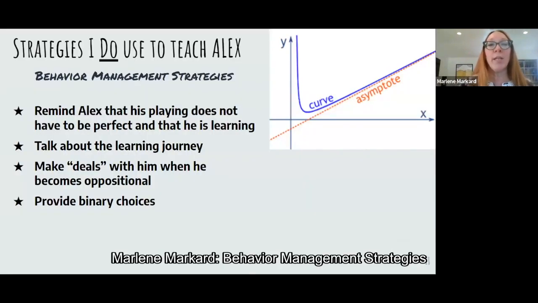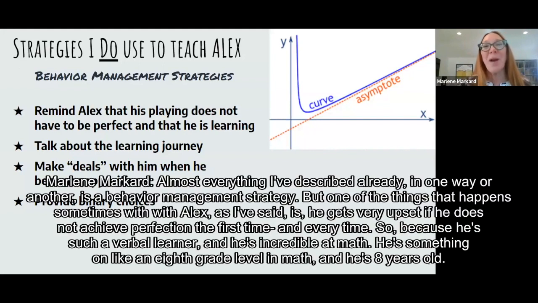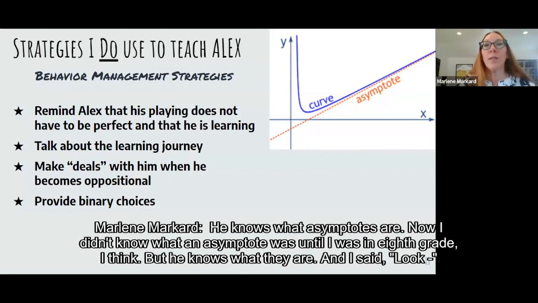Behavior management strategies. Almost everything I've described already in one way or another is a behavior management strategy. But one of the things that happens sometimes with Alex, as I've said, is he gets very upset if he does not achieve perfection the first time and every time. So because he's such a verbal learner and he's incredible at math, he is at something like an 8th grade level in math, and he's 8 years old. He knows what asymptotes are.